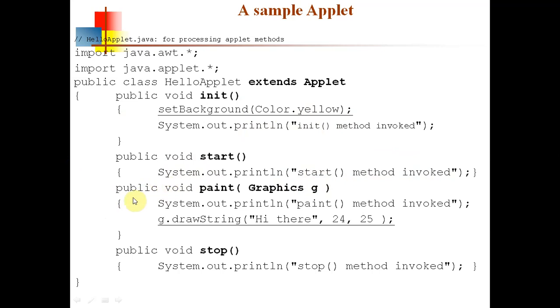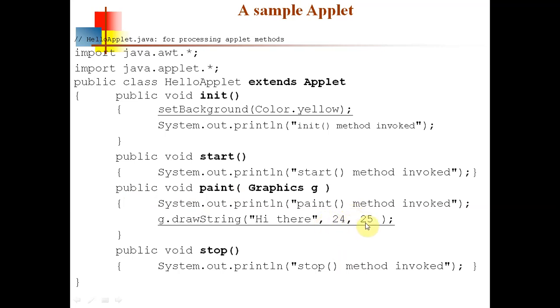And then we have the paint method, public void paint(Graphics g). So System.out.println "paint method invoked", and in place of 24, 25, this is the coordinate: the x coordinate is 24 and the y coordinate is 25.